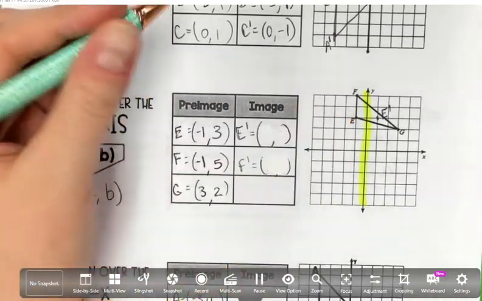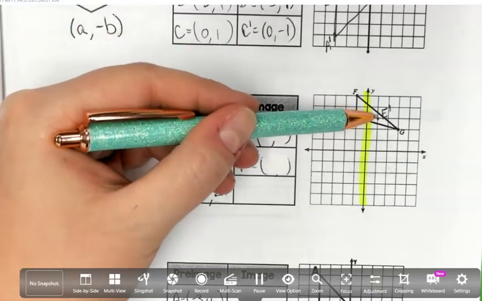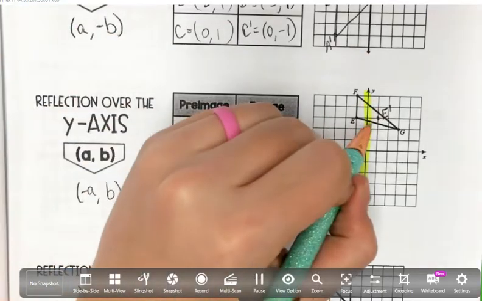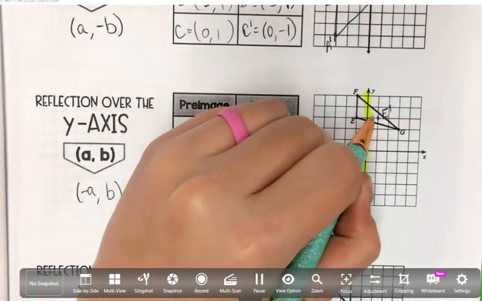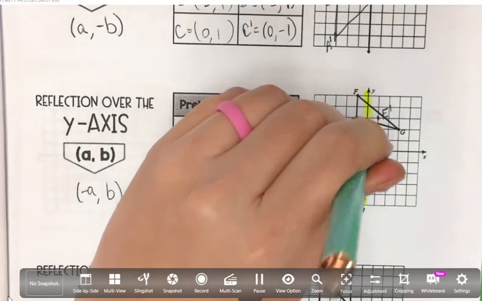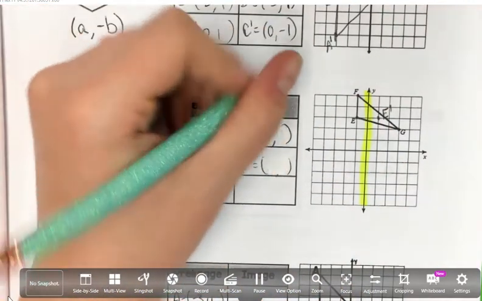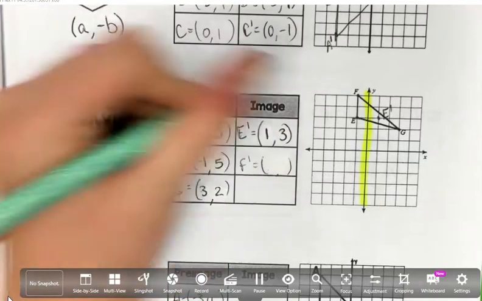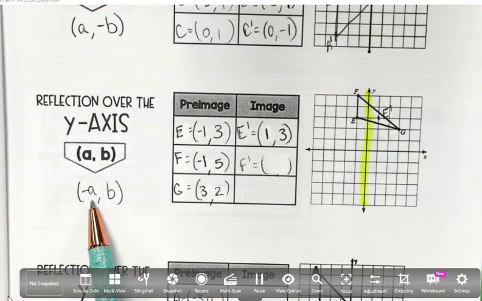So my E is going to be same idea with the x value. It's 1 to the left. Now it's going to be 1 to the right. So it's a positive 1, 3. The change was to change the sign of the x value. Everything else stays the same.